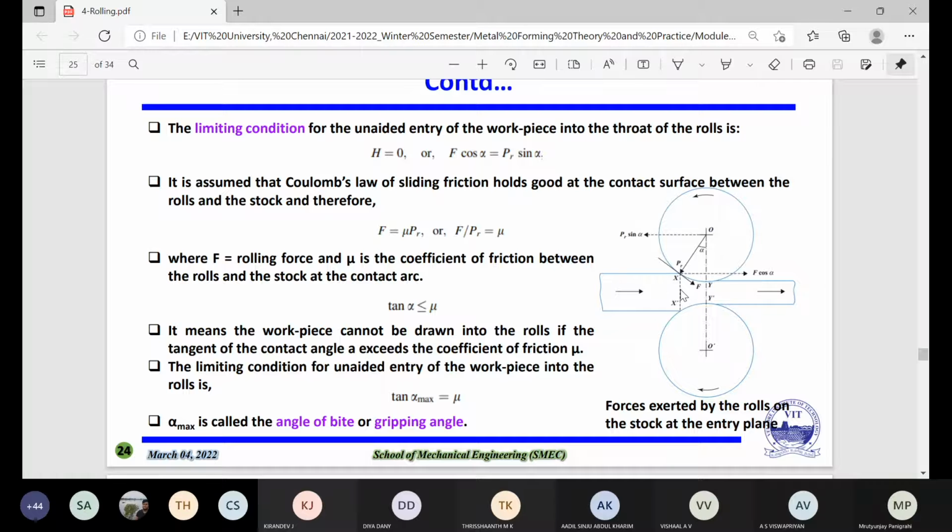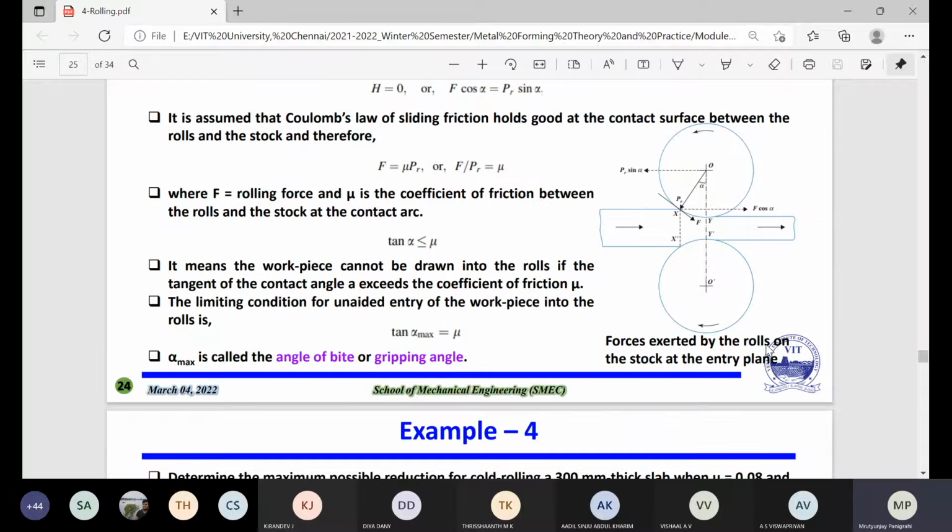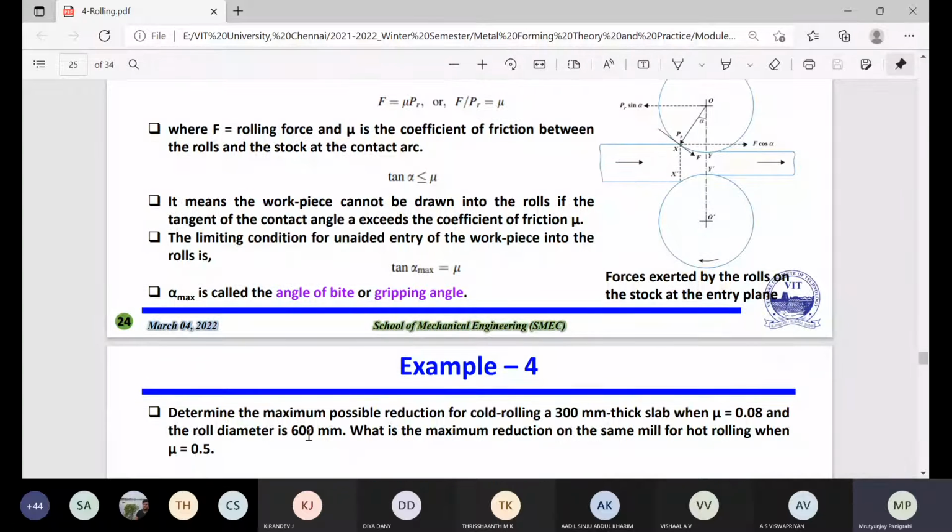Okay, so based on this, I have prepared a small numerical, only a small one. You can do it by yourself, then I will show. This is the question. Determine the maximum possible reduction of cold rolling a 300 mm thick slab when mu equals 0.08 and the roll diameter is 600 mm. What is the maximum reduction on the same mill for hot rolling when mu equals 0.5? Have you understood the question?